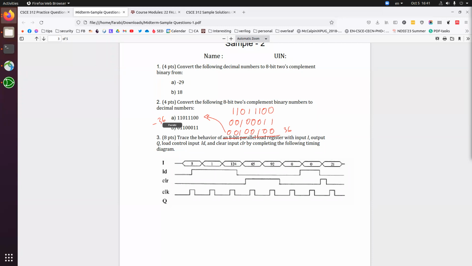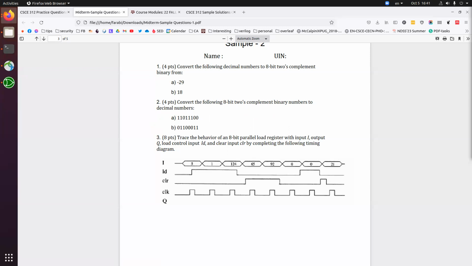Any questions? Okay, so let's move on. How did you know it was negative? Because of the sign bit. Sign bit is 1, that's negative. Sign bit is 0, that's positive. The sign bit is the most significant bit, unless otherwise mentioned.